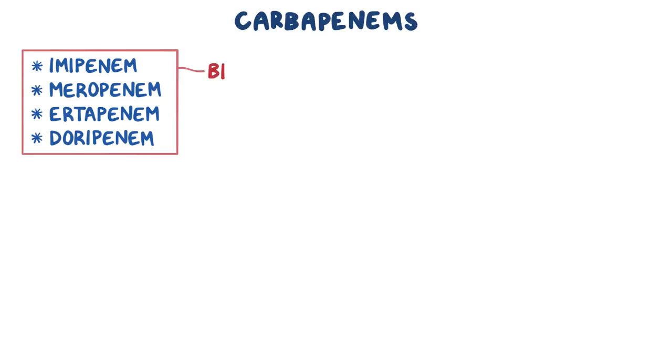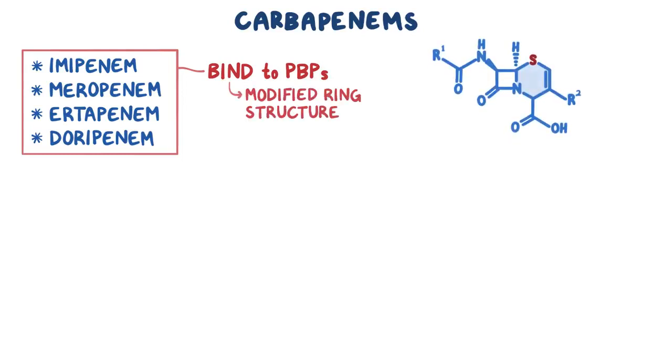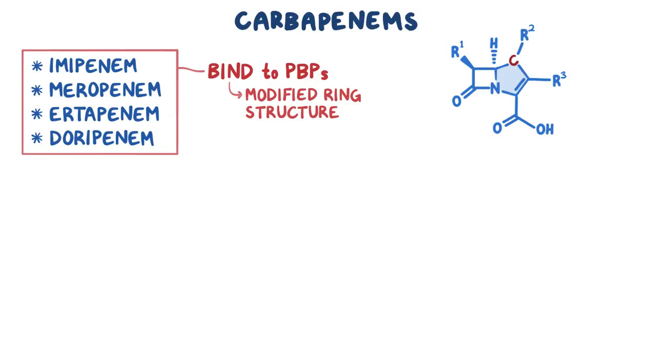Next are two groups of beta-lactam antibiotics that have a slight twist. First are carbapenems, which include imipenem, meropenem, ertapenem, and doripenem. They bind to PBPs and inhibit cell wall synthesis, just like penicillin. However, the twist is that they possess a modified ring structure. So instead of a sulfur atom at position 1, they have a carbon atom. This tiny change makes the beta-lactamases unable to bind to the medication.